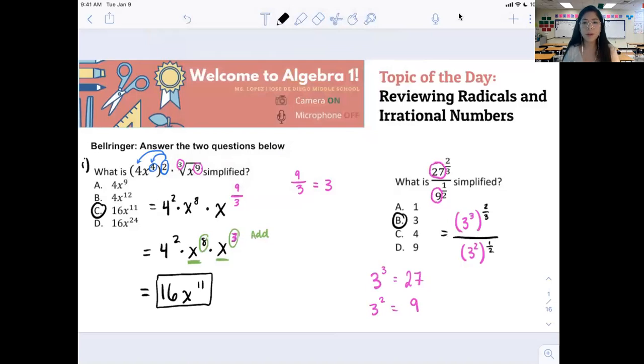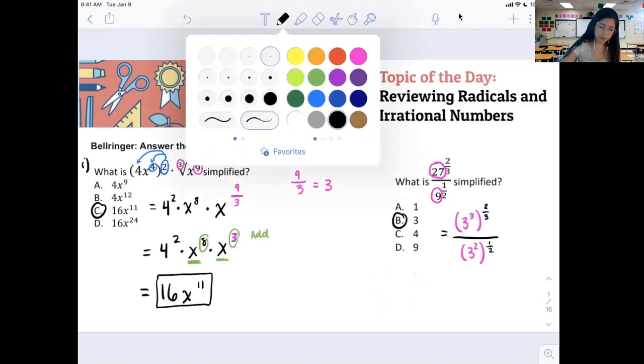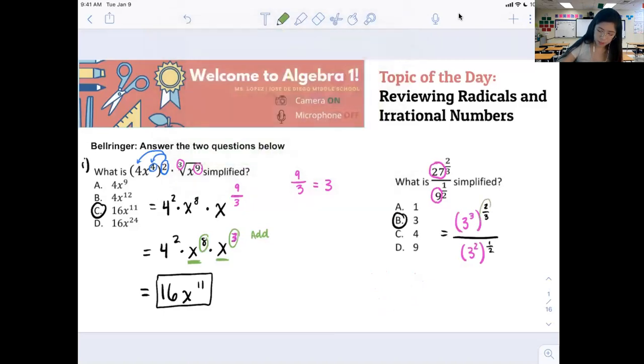So I kind of just rewrote the number 27. I wrote it as 3 to the power of 3. The number 9, I rewrote it as 3 to the power of 2. And now I have matching bases, which is actually going to help us out a lot. So what I can do now is a little bit of multiplication. I can do 2/3 times 3, and I can do 1/2 times 2.